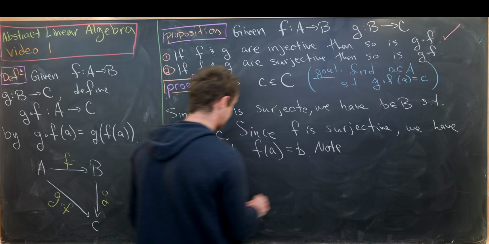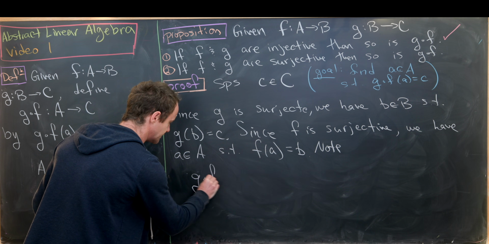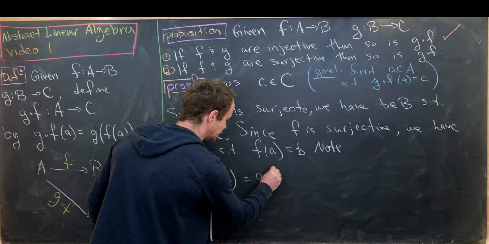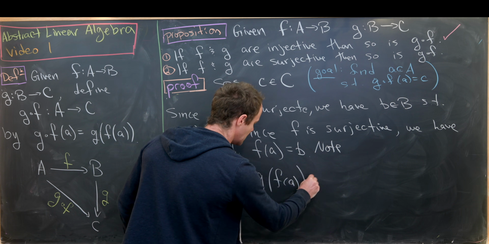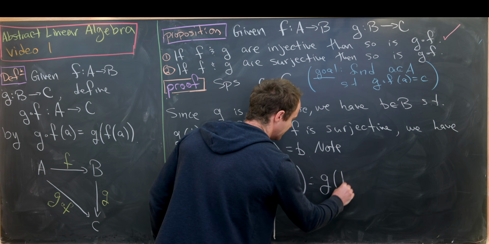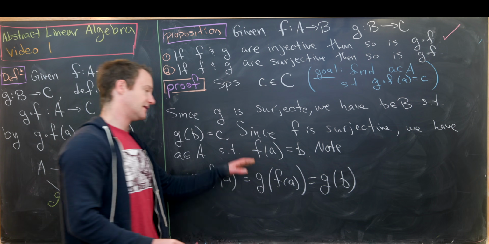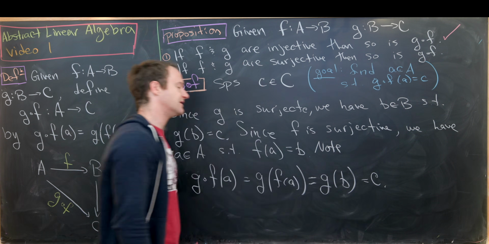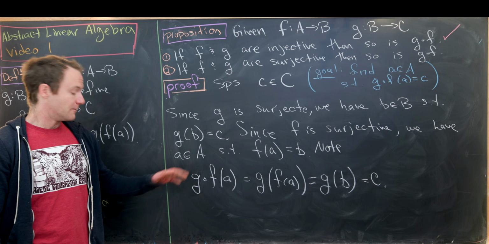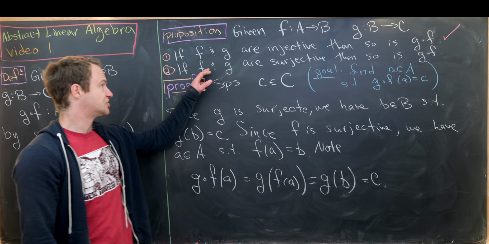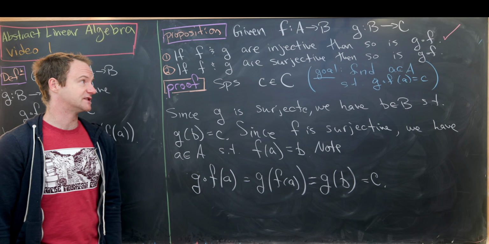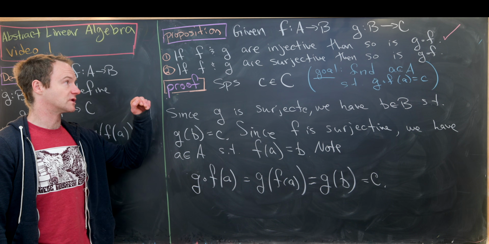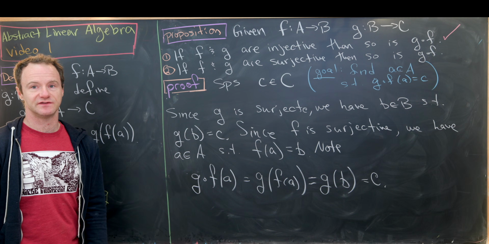Let's notice that if we take G composed with F evaluated at little a, that's the same thing as G of F of a, which is the same thing as G of b, given the way that we chose a. But that's exactly equal to c, given the way that we chose b. That's what we needed in order to achieve the goal of showing that this composition is surjective. Let's get rid of this, and we have one more result relating to composition, injectivity, and surjectivity.